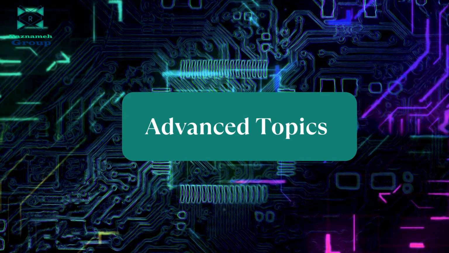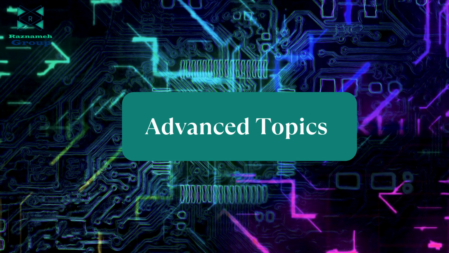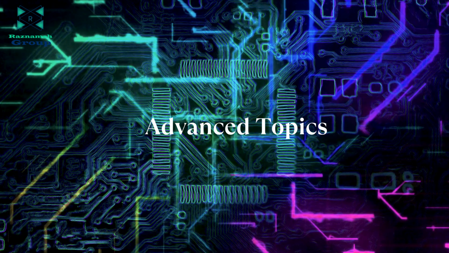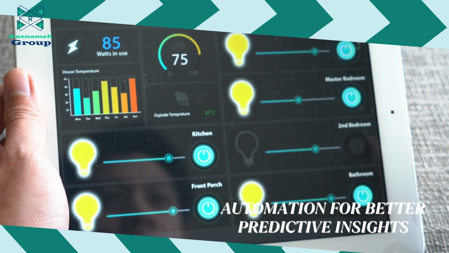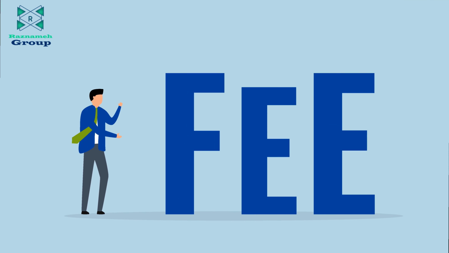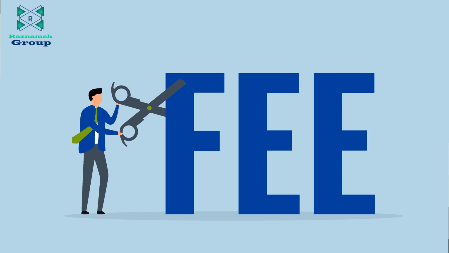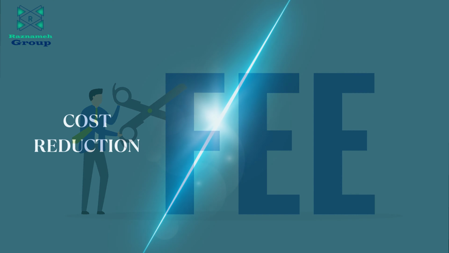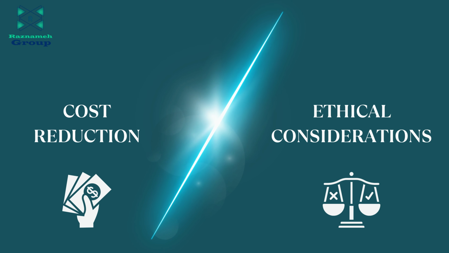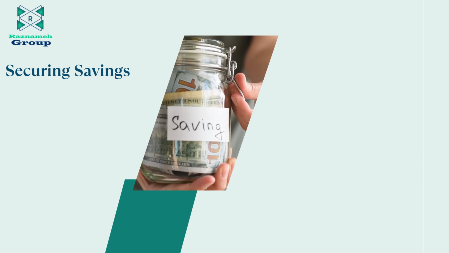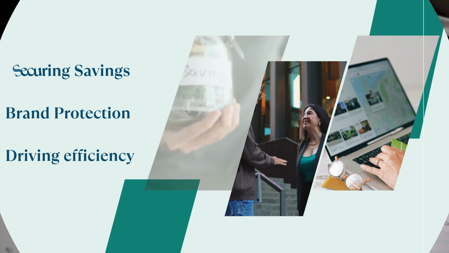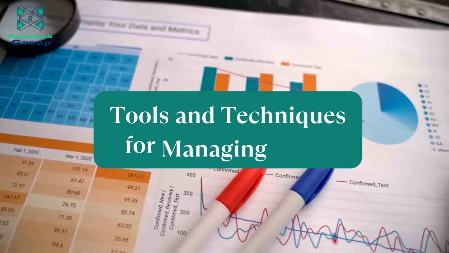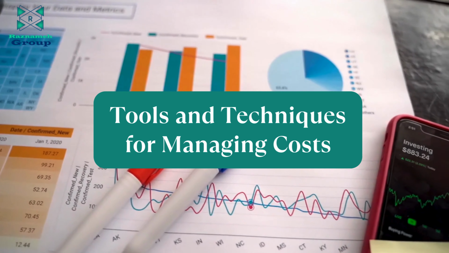Advanced concepts are transforming cost management practices. AI and machine learning are optimizing cost structures by automating processes and offering predictive insights. With predictive analytics, you can forecast future sales and marketing fees, enabling more proactive decision-making. Furthermore, balancing cost reduction with ethical considerations ensures that savings are achieved without compromising fairness, protecting your brand's reputation while driving efficiency.